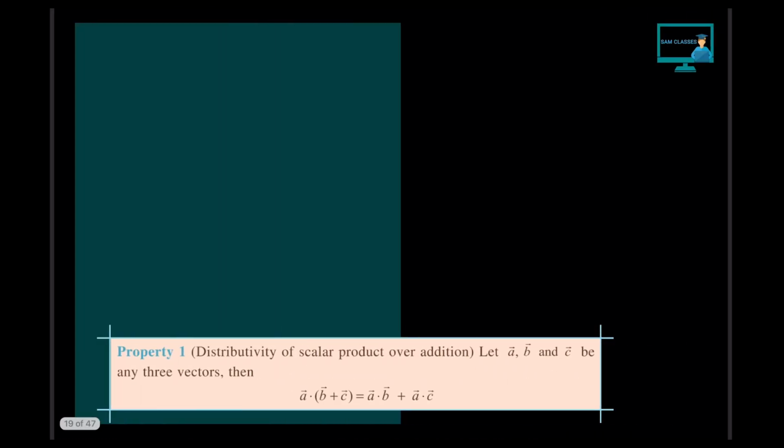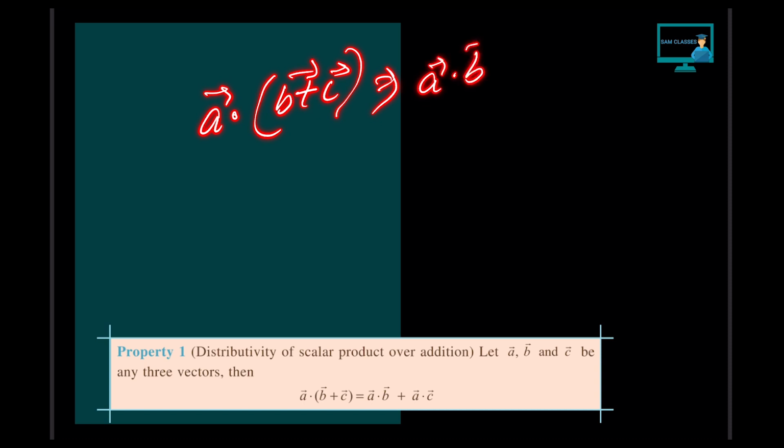So next, distributive property. We have a vector A and dot, and then two vectors are in plus position. So what we can do, A vector dot B plus A vector dot C. Important, we'll use it somewhere.